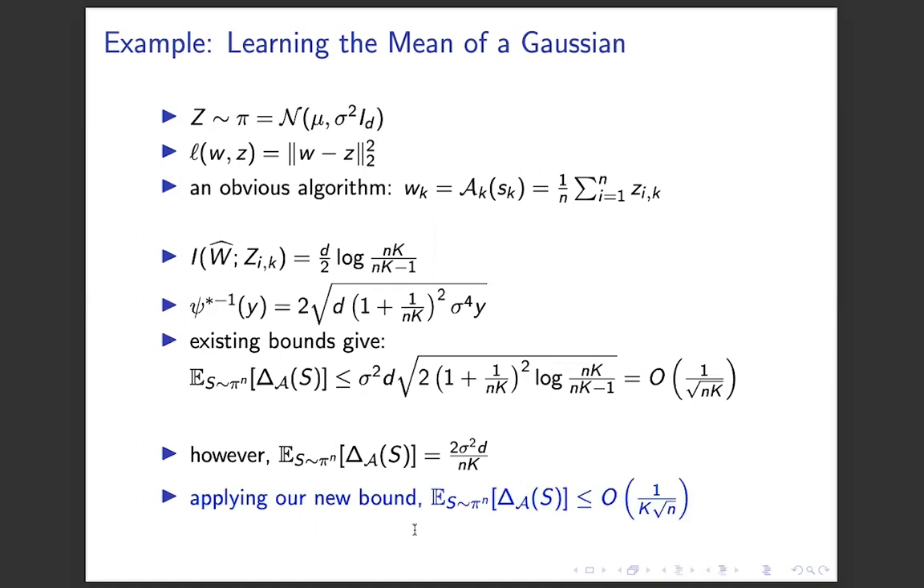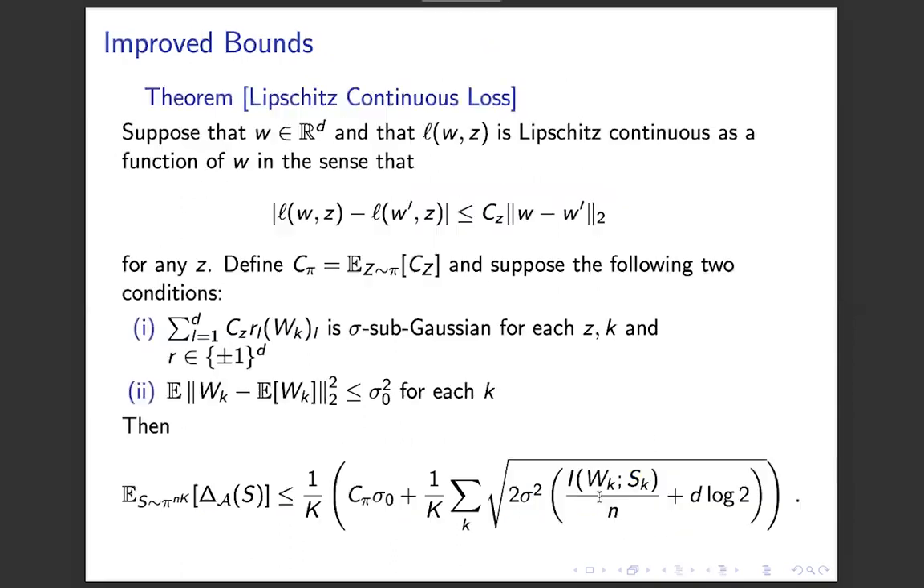But applying our new information theoretic upper bound, we get essentially an order 1 over k times the square root of n upper bound. So we get the correct dependence on the number of nodes, and it decays as it should. However, you're stuck with this 1 over square root of n factor. There's probably no way to improve that if you want your bound to apply to a large variety of algorithms and distributions, because in some cases that is the tight dependence on n.